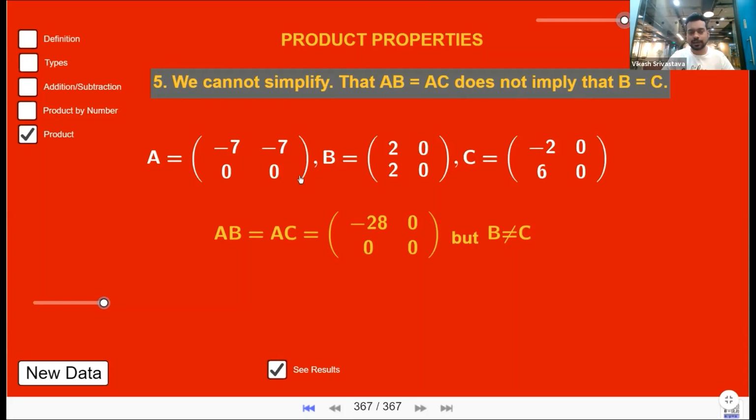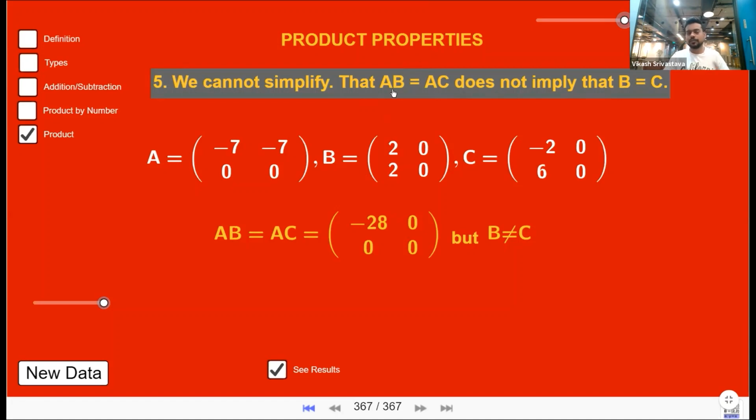So here I've taken an example. I have this matrix A, I have this matrix B, I have this matrix C. So AB and AC both are equal to this particular matrix. Okay, so this particular condition is there, but we cannot conclude that B is equal to C, right? As you can see, B and C are not equal. So this is also a really important property.